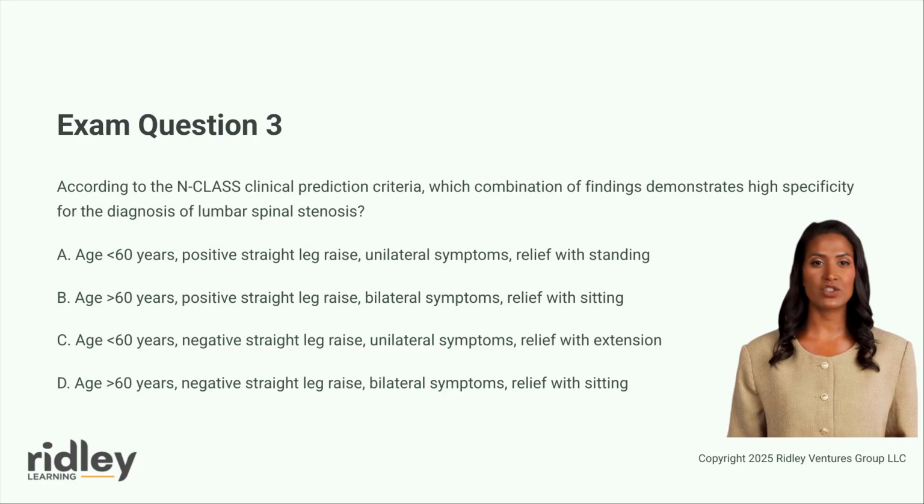The 5 key features include age greater than 60 years, a positive 30-second lumbar extension test, a negative straight leg raise, bilateral leg symptoms, and symptom relief with sitting or lumbar flexion. The negative straight leg raise helps differentiate stenosis from disc herniation, which typically produces a positive straight leg raise. When 4 or more of these clinical features are present, the specificity for lumbar spinal stenosis is high, allowing clinicians to make confident diagnostic decisions even before imaging is obtained.